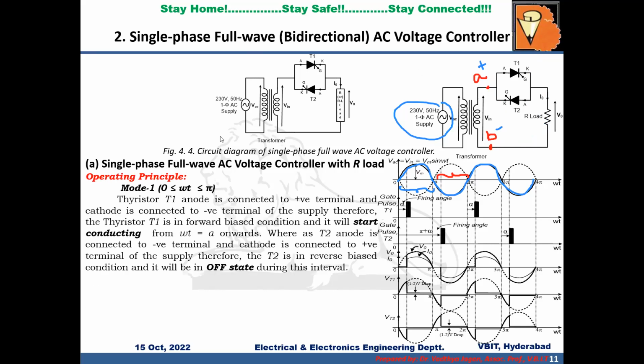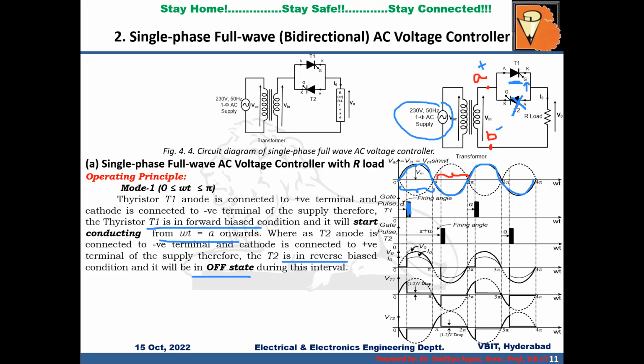So that is what you can see here, right? T1 is in forward bias condition and T2 is in reverse bias condition, so it goes to off automatically. So during the complete positive half cycle, T2 will be in off state, whereas T1 is in forward bias condition, which means we can turn it on by applying a gate pulse at the gate terminal. So at omega t equal to alpha, the firing pulse is given to the forward biased T1.